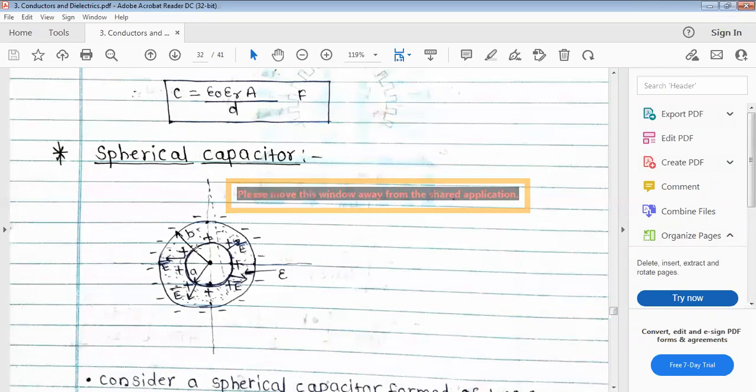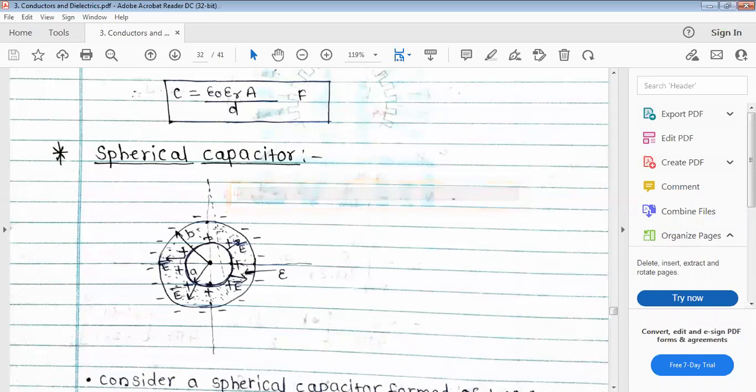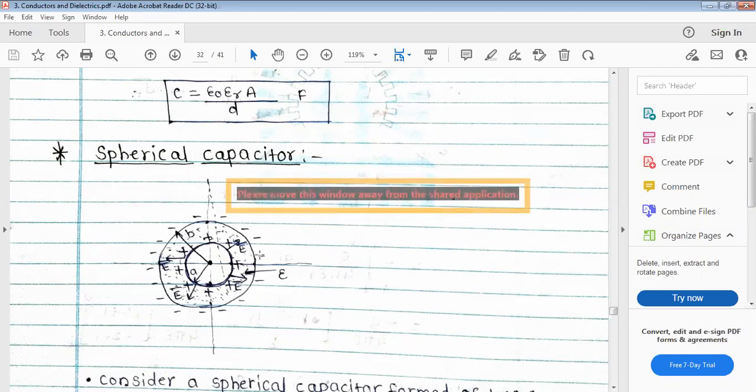The inner one is positively charged and the outer one is negatively charged. Both have the same charge magnitude, but one positive and one negative. And a dielectric material with permittivity epsilon is present.